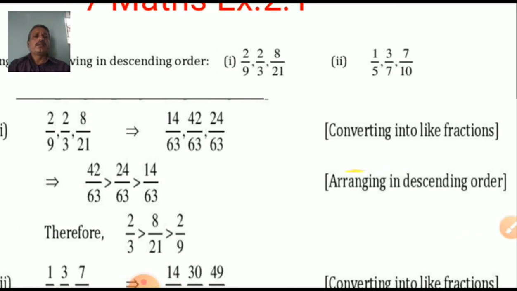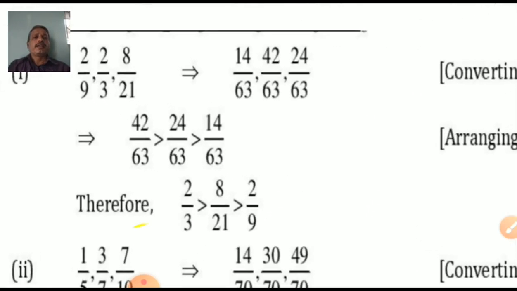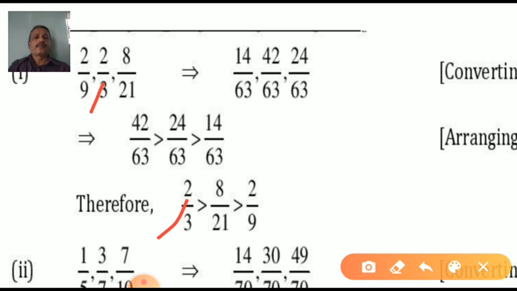Now, converting into like fractions. Just now, before this, what did we do? Converting into like fractions. So according to this, as I just explained, the second number will come first, that means 2 upon 3, and the third number, that means 8 upon 21, is bigger than 2 upon 9. 2 upon 9 is the last number.